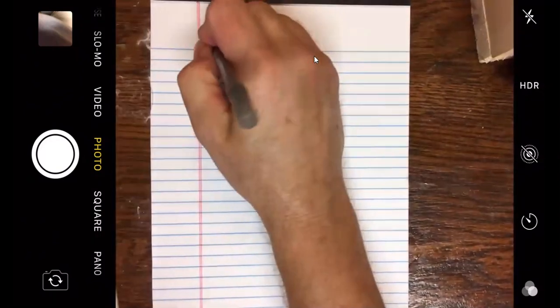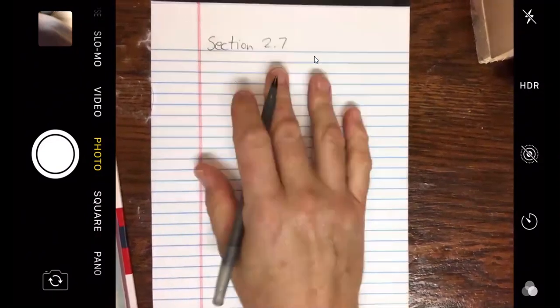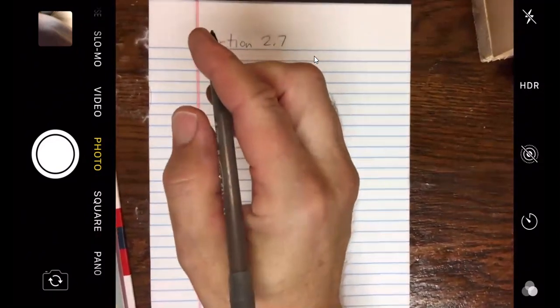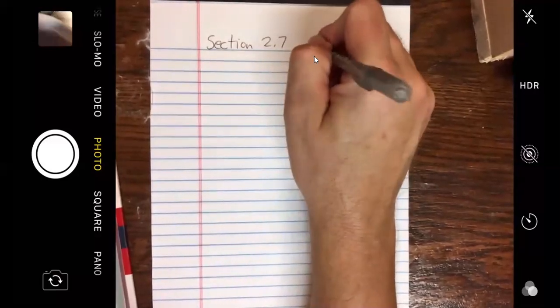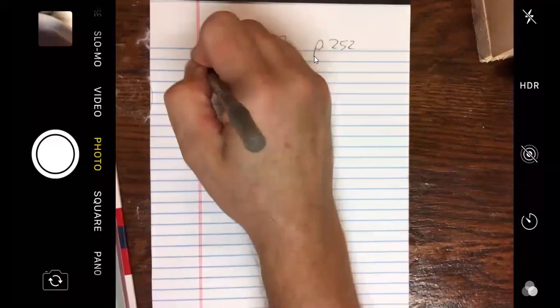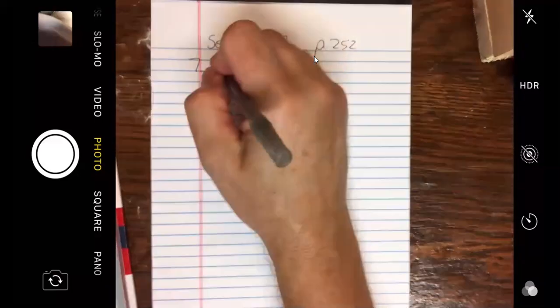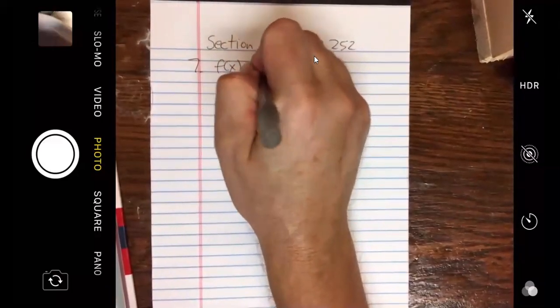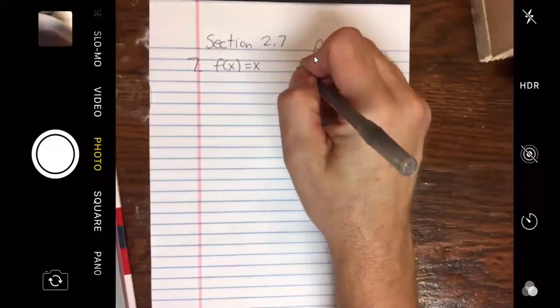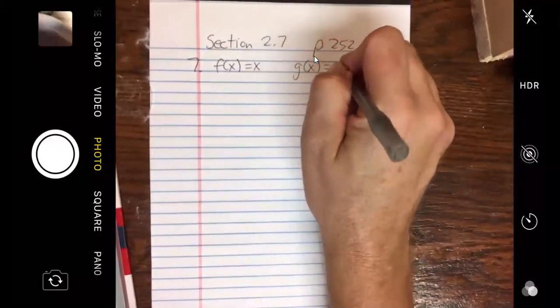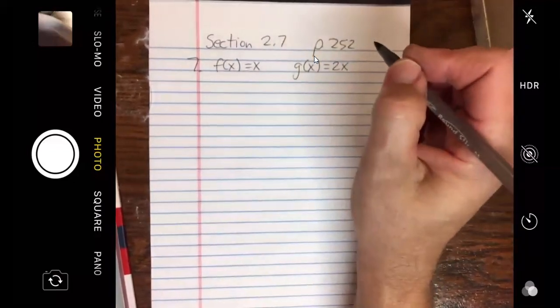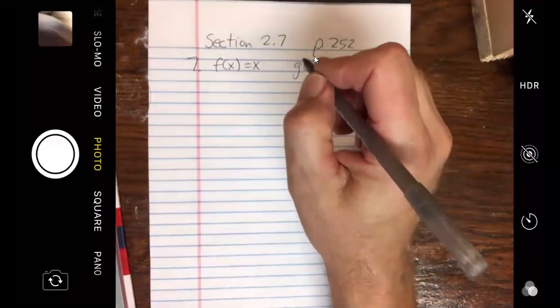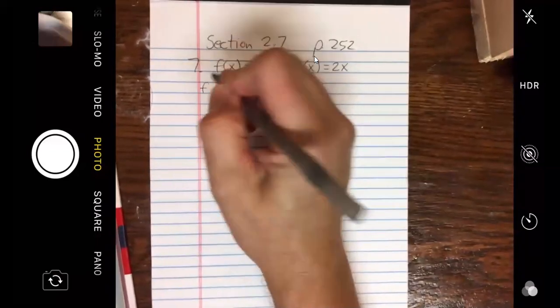Page 252, this is section 2.7. Start in working some problems. We'll start with problem 7, off page 252. Problem 7, f of x equals x, g of x equals 2x, and they want you to find a whole bunch of things here. They don't really separate it off in parts.